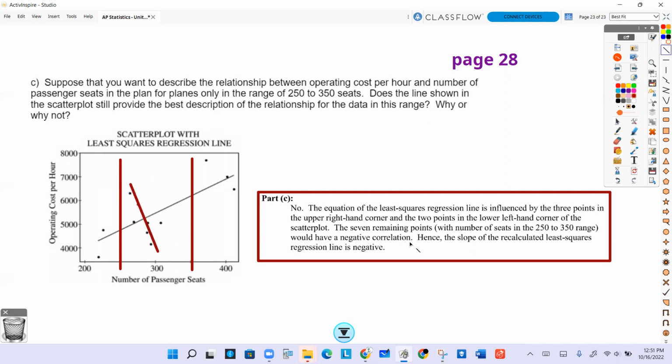So it's no. The equation of the least squares regression line is influenced by the 3 points in the upper right-hand corner and the 2 points down here in the lower left-hand corner. So if those were not there, you would have like a negative correlation. So the slope of the recalculated least squares regression line is going to be negative. So comment on the negative relationship here, and you'd be all right. All right, thank you.